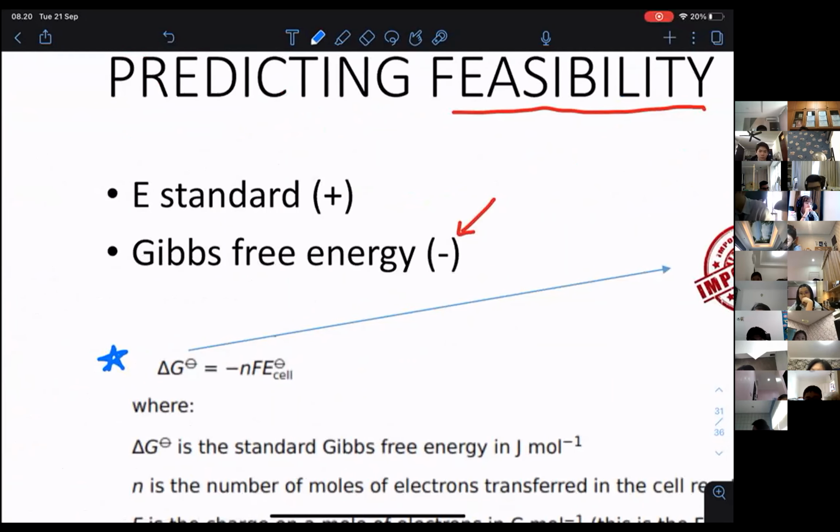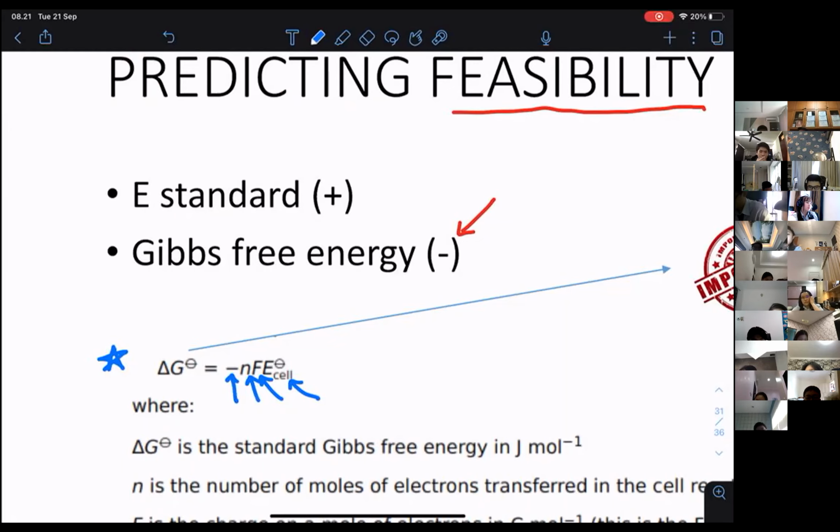So there is a formula that can relate the E value and Gibbs free energy. Don't forget this: Gibbs free energy is going to be negative nFE. What is n? n is the number of moles of electrons involved. F is the Faraday constant, 96500. E is the standard E cell. I think that's all.